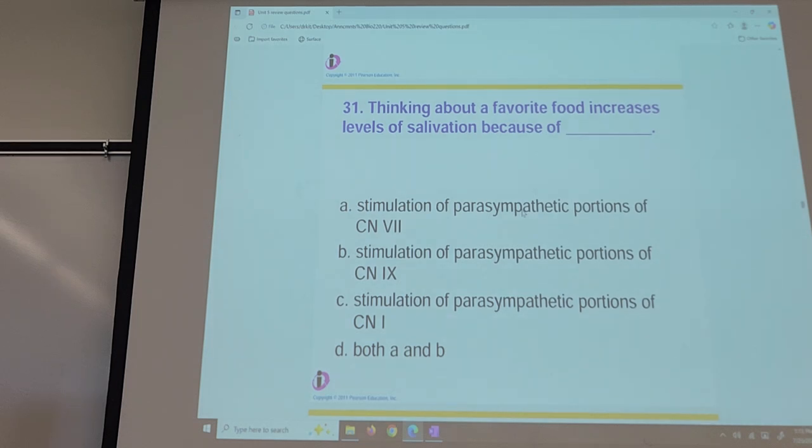Is that true? So 7's facial and 9 is glossopharyngeal, and part of both of their functions is what glands? Your salivary glands, right? Just different ones. So the answer to 31 is D.